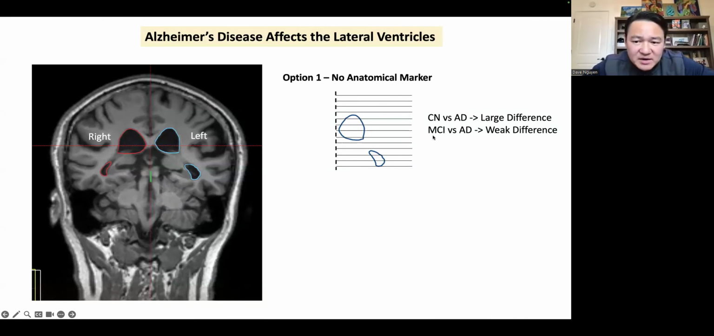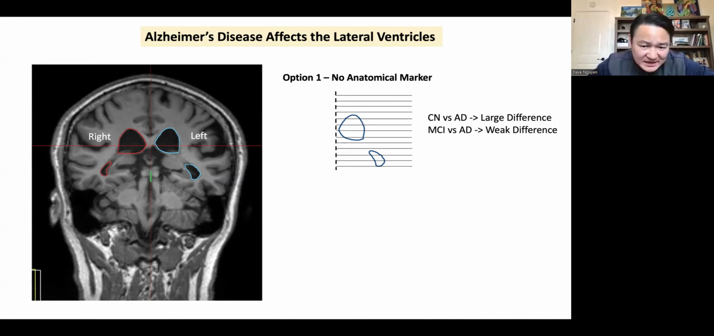But when we compare this measure in MCI patients, that is patients who have mild cognitive impairment, compared to Alzheimer's, the difference was very weak. And I found this to be highly unsatisfying, because visually I could pick out a difference between patients who had mild cognitive impairment versus Alzheimer's. And yet quantitatively, it was a very weak difference.